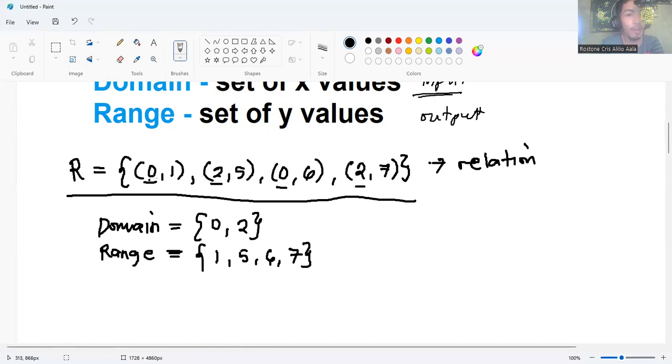Okay? 0, 2, 0, 2. Naulit si 0, naulit din si 2. It means that it is not a function, but it is a relation. Okay? It is a relation, generally. So, okay, let's have another example.